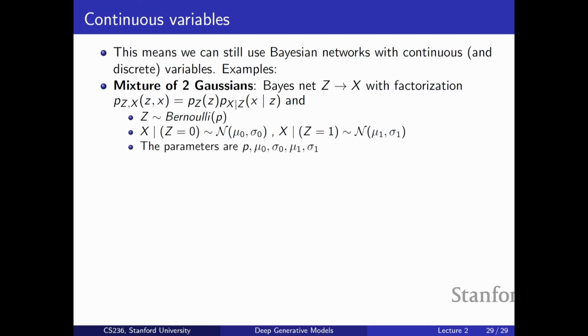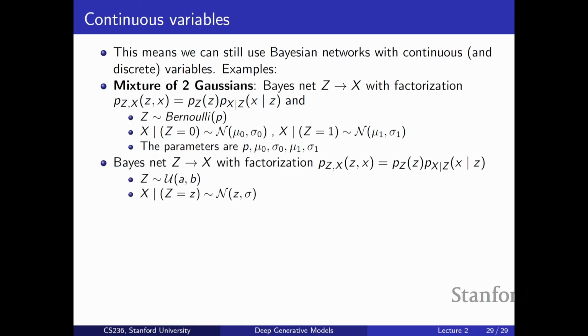The parameters here are p, which is the probability of choosing 0 versus 1 for these latent z variables, and then you have the means and the standard deviations. Of course, you could choose other things. For example, you could choose z to be a uniform random variable between A and B, and then given z, x, let's say, is a Gaussian with a mean, which is z, and then maybe a fixed standard deviation. Just as another example.